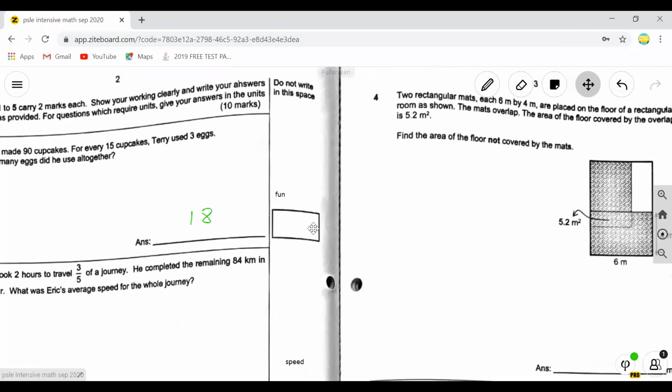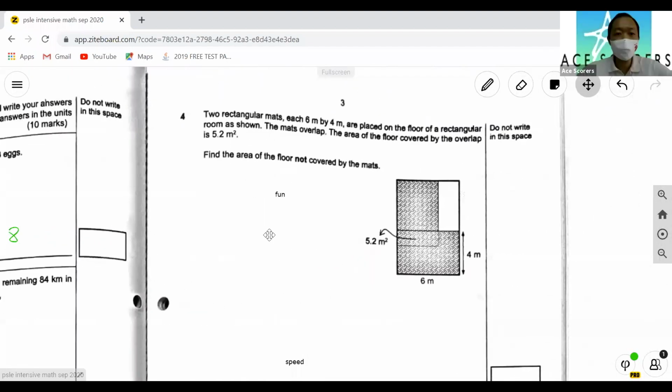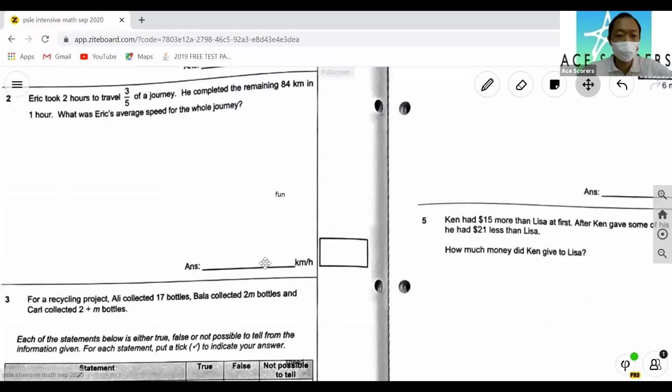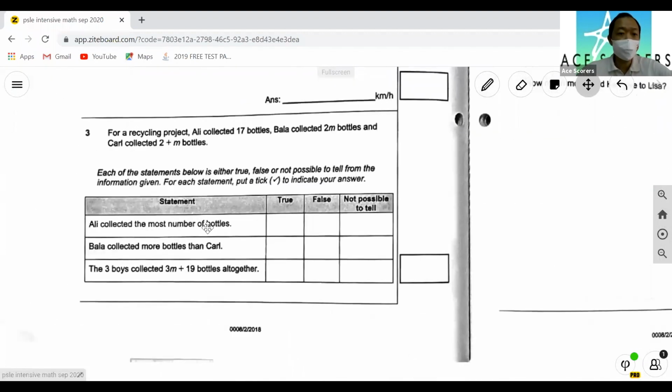Okay, this one is speed. This one is area. Oh, I didn't see that. Okay, for recycling, Ali. So this is algebra. Algebra is fundamental. Ali collected 17 bottles. Bala collected 2M, and Carl collected 2 plus M. Did Ali collect the most number of bottles? Not possible to tell, because we do not know what M is.